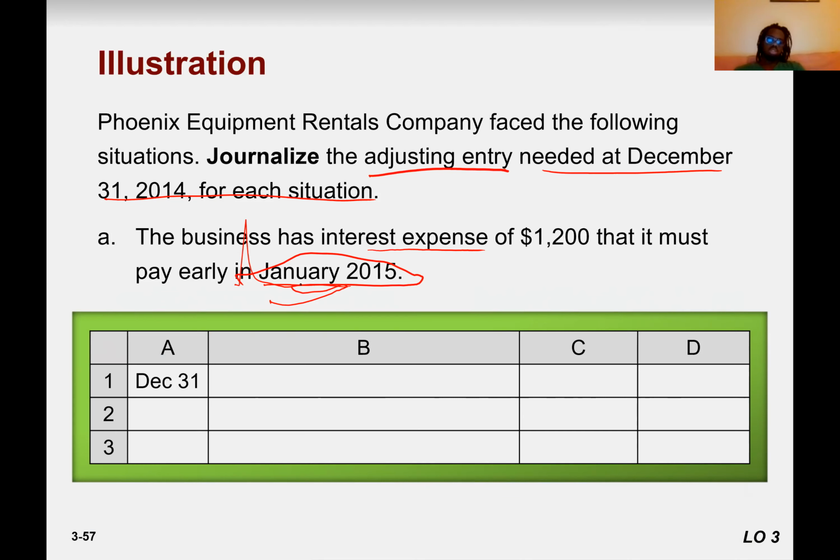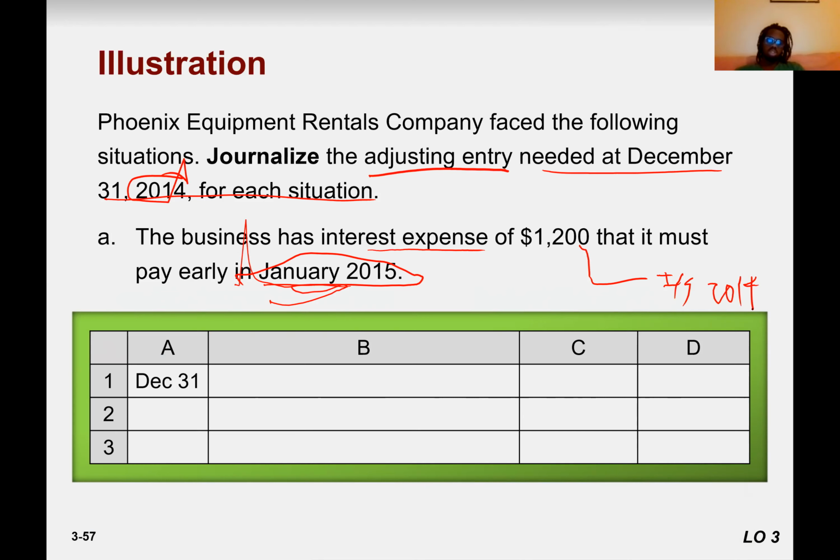So what will be the entry? What will be the logic behind that? Expense occurred, so that expense belonged to 2014, not 2015. So the expense is going to be recorded in 2014. So this belongs to the income statement of 2014, right? Matching principle. If expense belongs to 2014, it will be recorded in 2014. Maybe paid later, we don't care, but recorded in 2014.